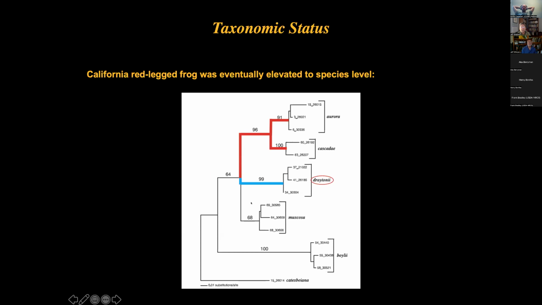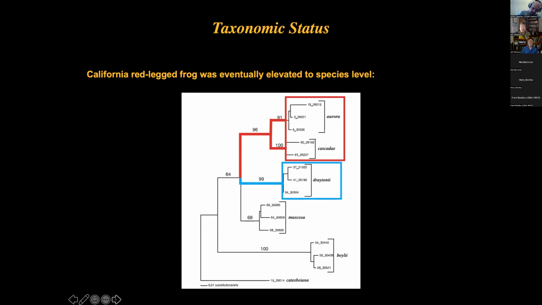But then its next closest relative is going to be the Sierra Nevada mountain yellow-legged frog, Rana muscosa. And what would seem to be a closely related sister taxon, boylii, is not really that closely related. It's actually a bit of a different animal. So he did a lot of good work here that helped us to understand the relationships between all these species groups. And again, it's more closely related to Cascades and Aurora.